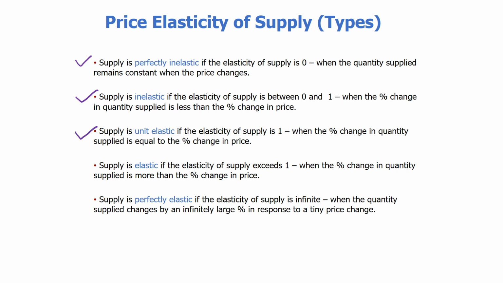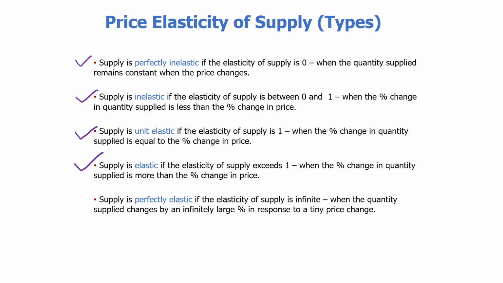Supply is elastic if the elasticity of supply exceeds 1. So the percentage change in quantity supplied is more than the percentage change in price. Look at what's happening. You change your price, but the reaction is more than the change in price. So your elasticity of supply will exceed 1, and it is elastic supply.